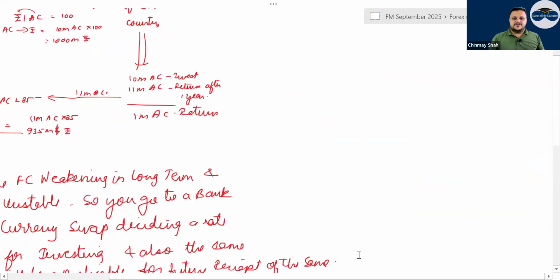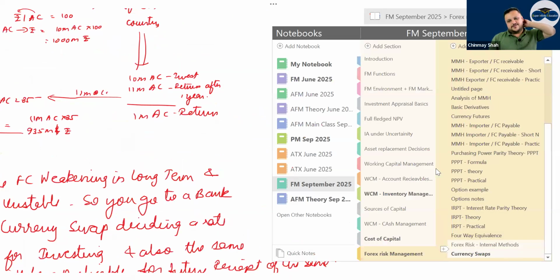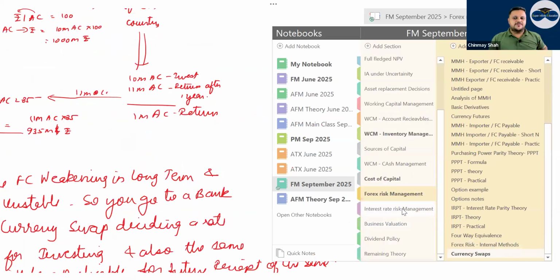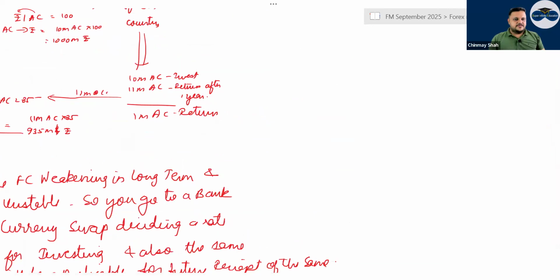Then comes the part of swaps. Correct? Currency swaps. You can have a look at these once. I have not seen any question on currency or forex swaps being asked in the exam. One part of forex, and then the futures and options part.